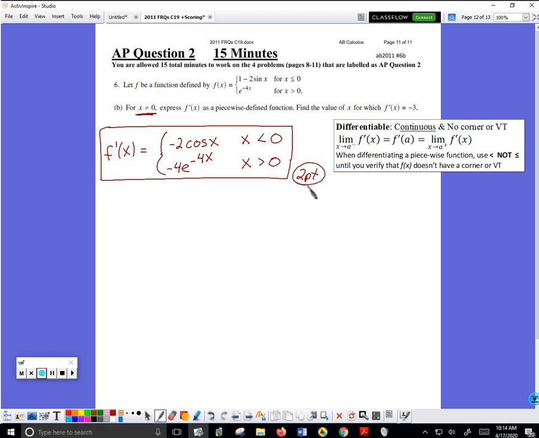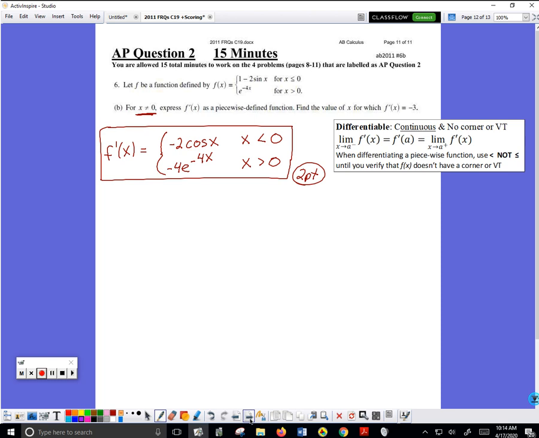Keep reading. Find the value of x for which f prime is equal to negative 3. So I'm supposed to figure out what x causes f prime to equal negative 3. So I want this to equal negative 3 or this to equal negative 3. Having a calculator available to me makes this process a lot faster.